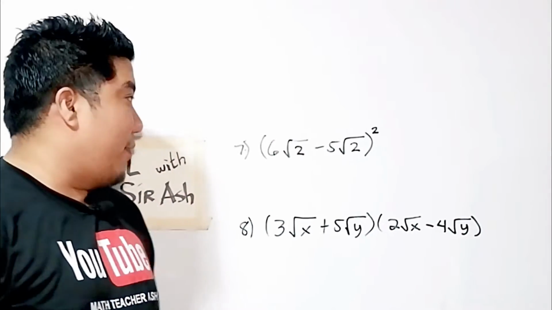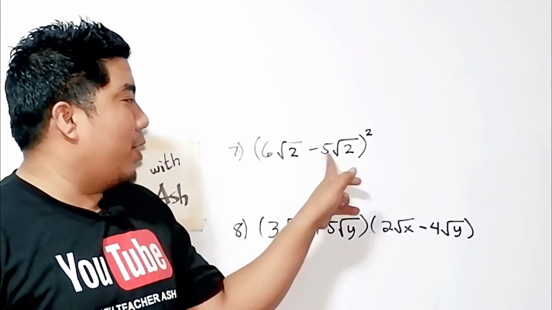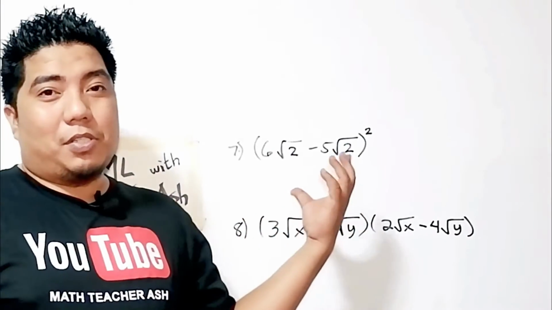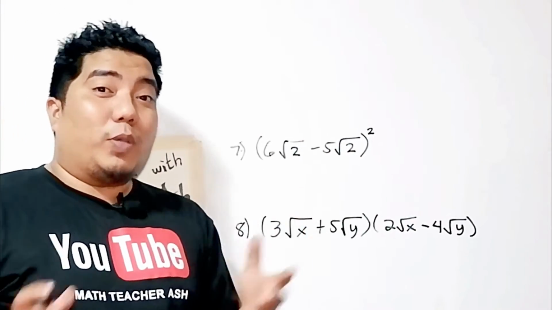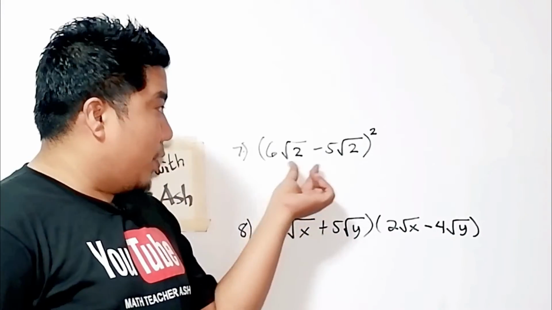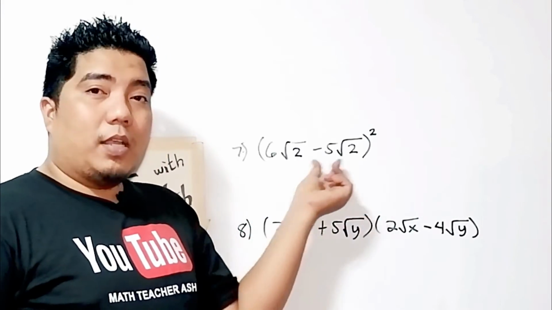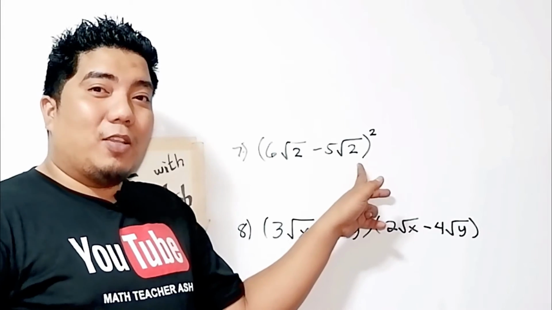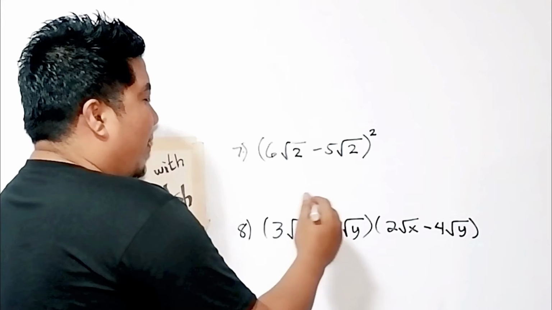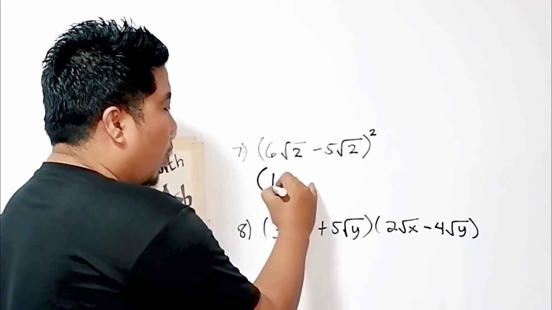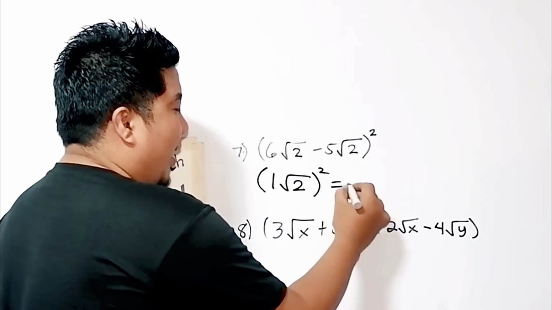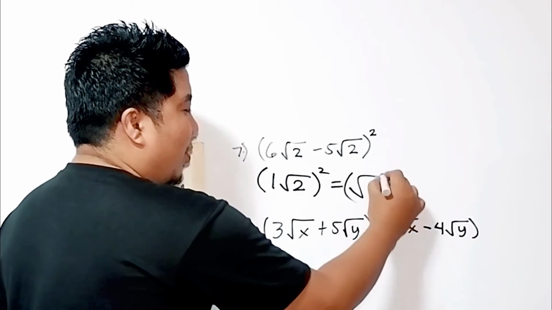Now, let us go to our seventh example. We have 6 square root of 2 minus 5 square root of 2 squared. Now, if you have two terms, you can multiply it directly to itself. But, look at the example, my dear math learners. As you can see, the two terms has the same radicand. So, basically, we can simplify them, and 6 minus 5, that will give us 1 square root of 2 squared. Or basically, square root of 2 squared.